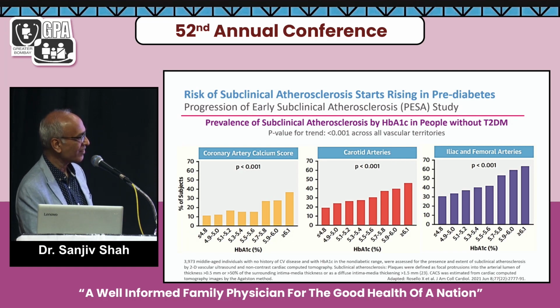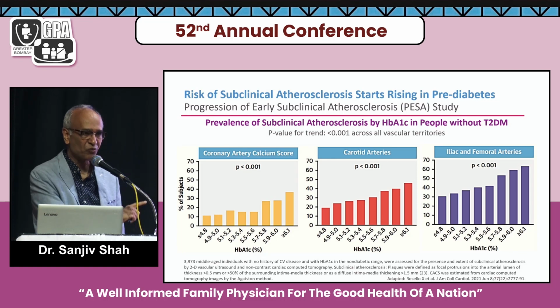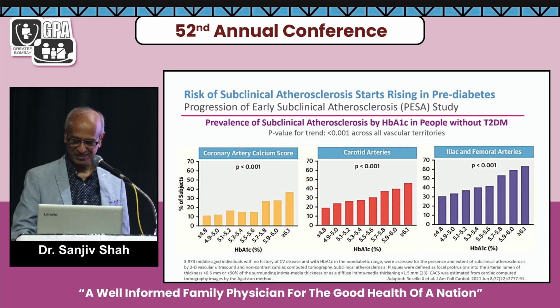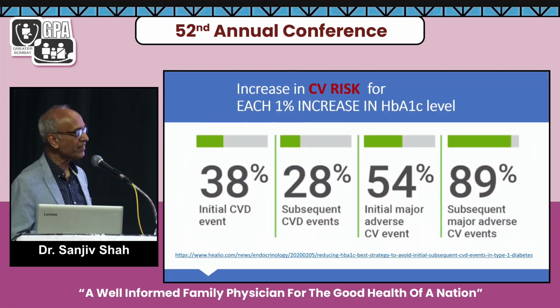This is carotid artery and this is peripheral artery. This is pre-diabetes. This is not diabetes. So before diabetes starts, damage is already there. Each 1% increase in uncontrolled.